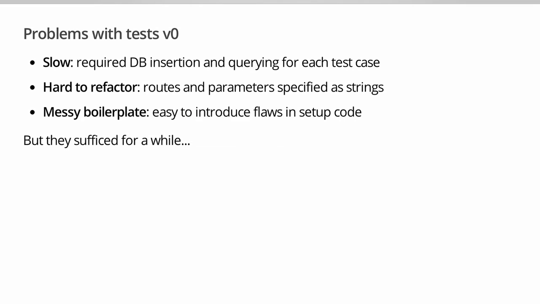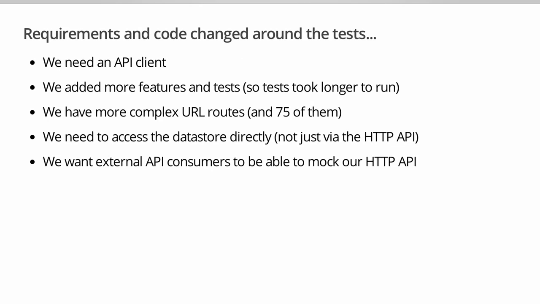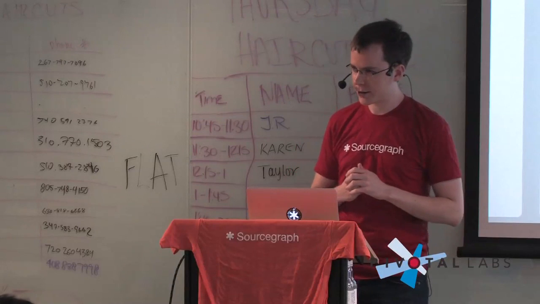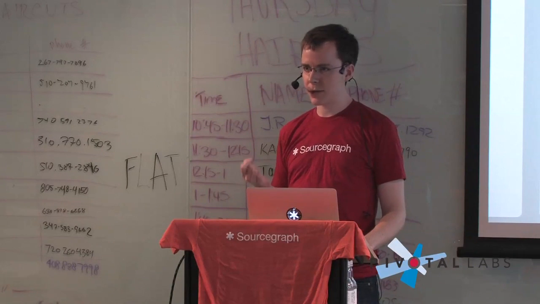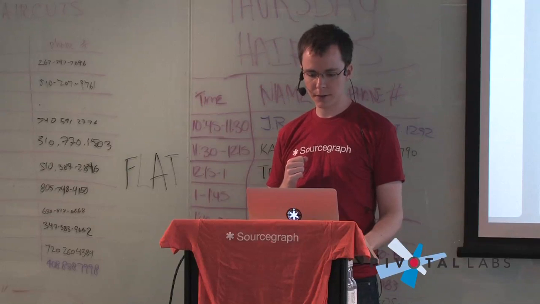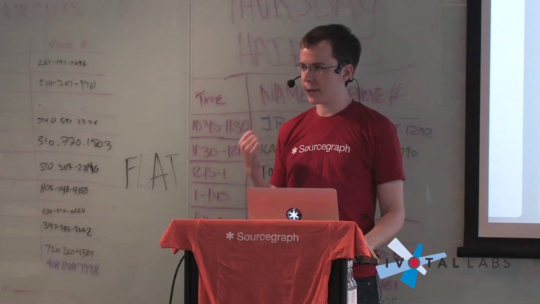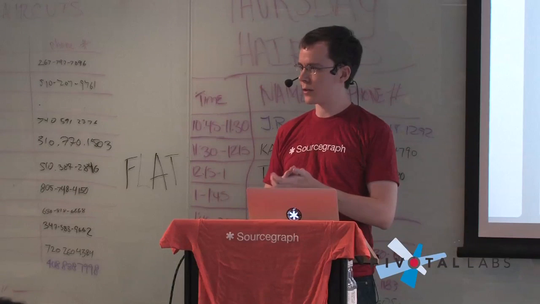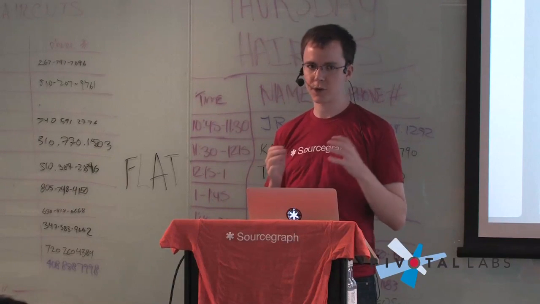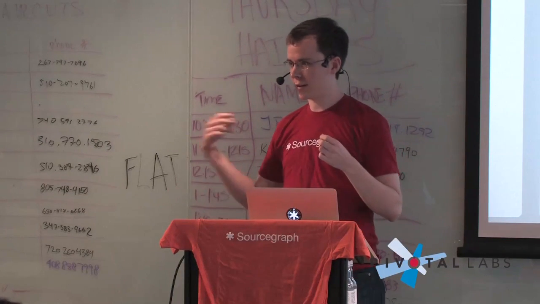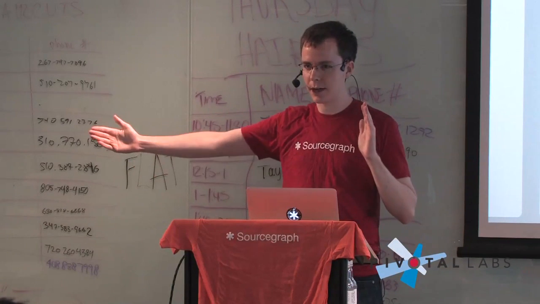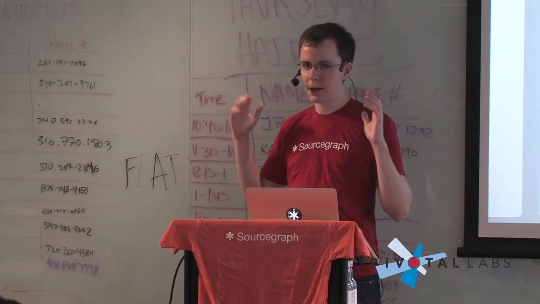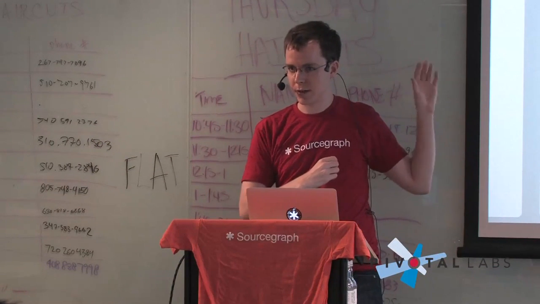But this kind of testing did suffice for a little bit. As we grew, some of the requirements changed, and the code around the test changed a lot. We needed an API client. Other people wanted to build on Sourcegraph. We added a lot more features. That means we added a lot more tests. That means our tests became slower to run, even slower than before. We added a lot more complex URL routes. The way our URL structure works is if you want to go to a repository on Sourcegraph, it's sourcegraph.com/github.com/user/repo. And then you can even go to a function within a repository. So it gets very long and complicated. Putting the routes as strings in our tests was a big pain.